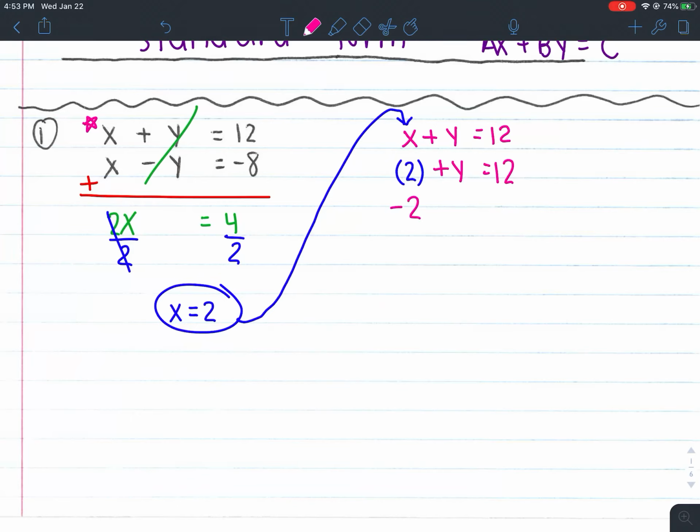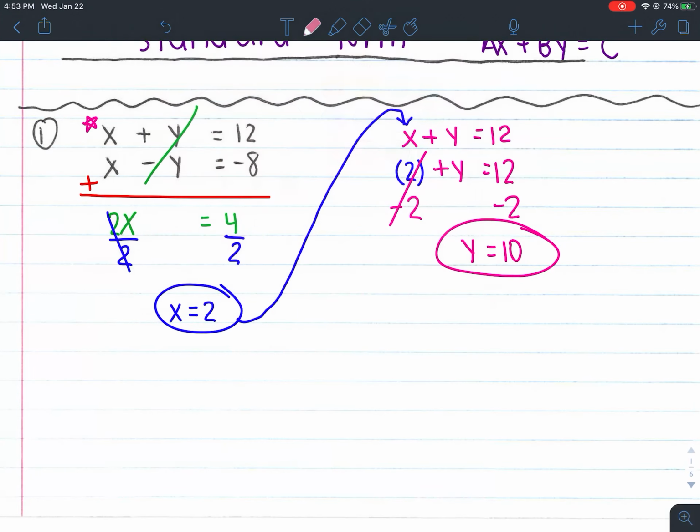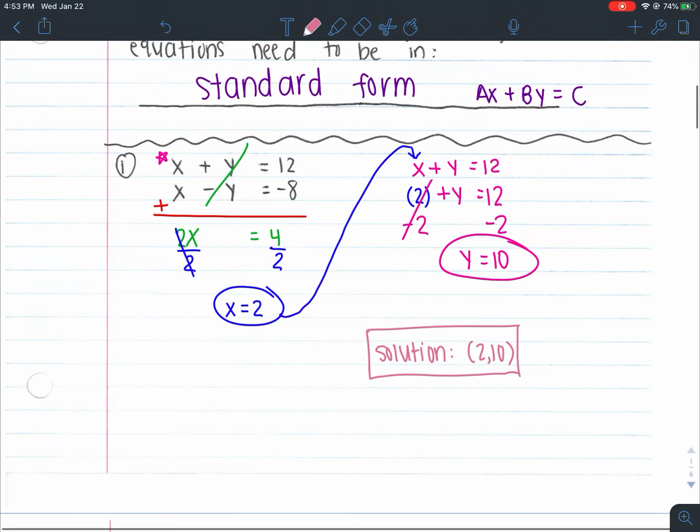Okay, and I'm trying to get y by itself, so I would subtract 2 on both sides. And I get y equals 10. So what does that mean my solution is? My solution is the point (2, 10). That means if I were to graph this in Desmos or on a graphing piece of paper, they would cross at the point (2, 10).